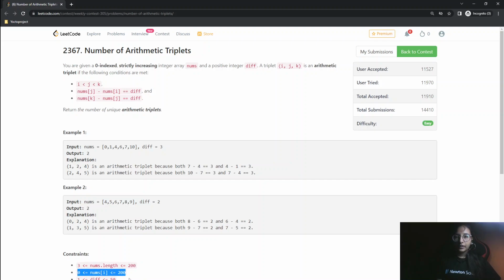And if we check the element values, not the size but the elements themselves, they are up to 200 only, which is again a small number. Even if we take the difference of huge numbers, somehow it will come up to that diff only, so we are not bothered about this constraint. And then diff is always up to 50. That's also alright. And nums is always increasing, which was already mentioned in the question.